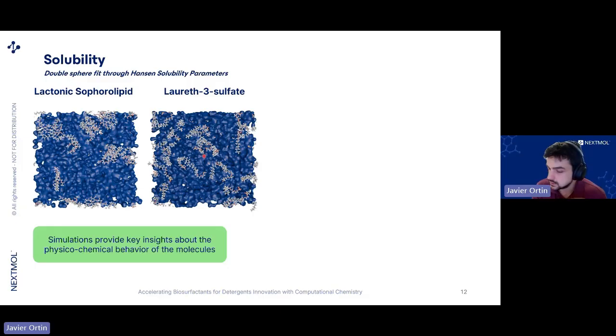Also, just as a curiosity, the solubility of surfactants can also be predicted in an early stage of the simulations from the interfacial tension values. For example, here we are looking at a top view of the interface between the water and the oil, in which we have omitted the oil molecules. So here you can see that the lactonic sophorolipid is less homogeneously distributed than the lauryl 3-sulfate, which is already telling us that this sophorolipid is going to display worse solubility than its counterpart, the lauryl 3-sulfate.